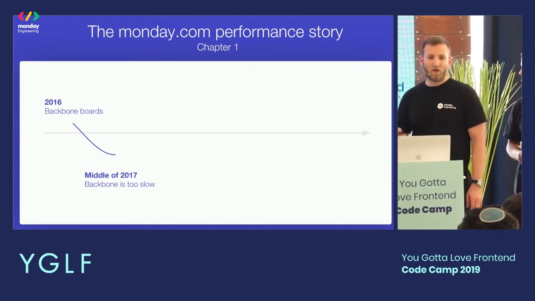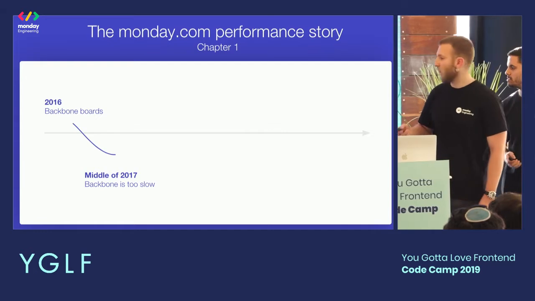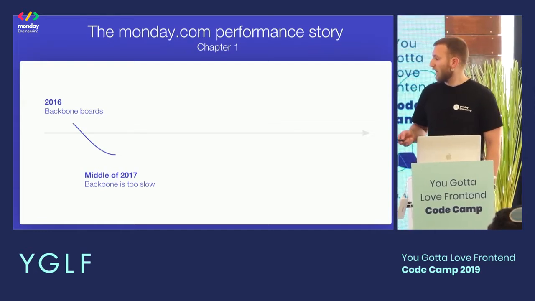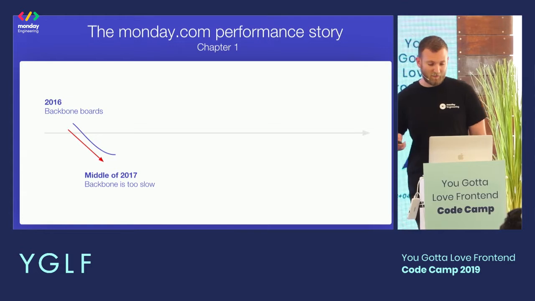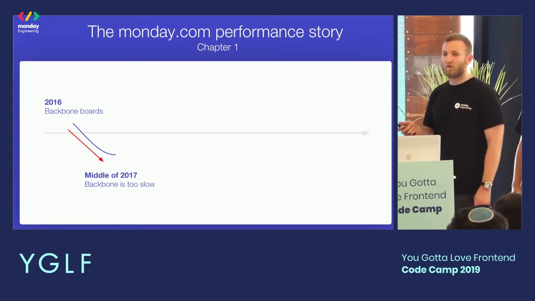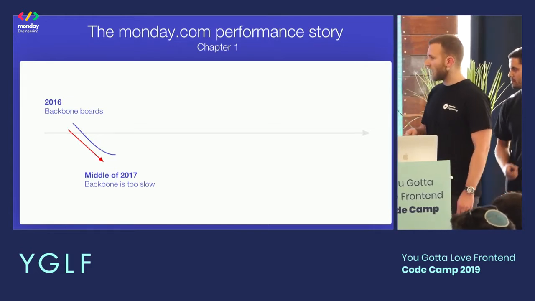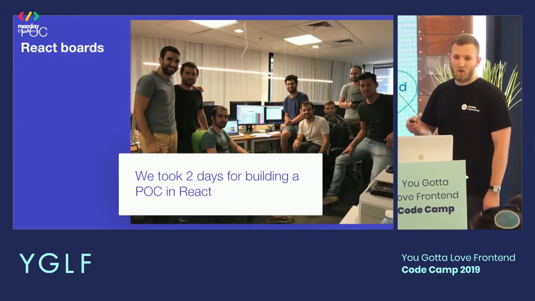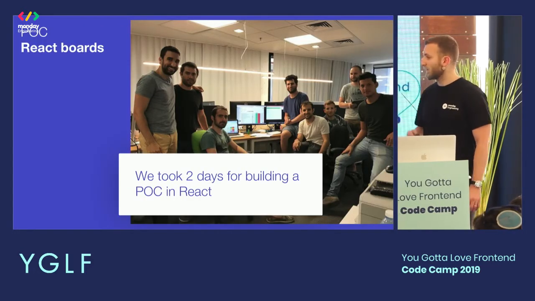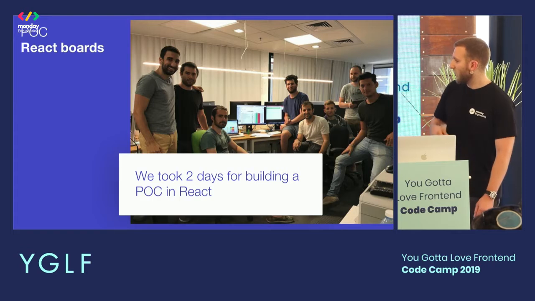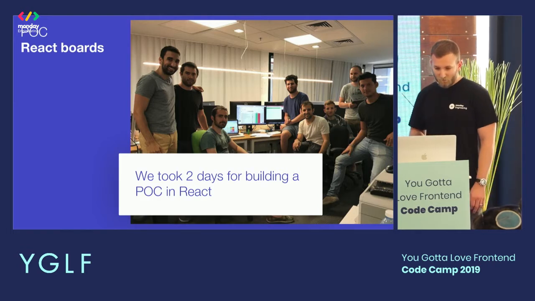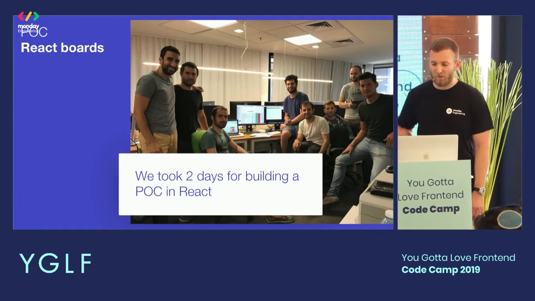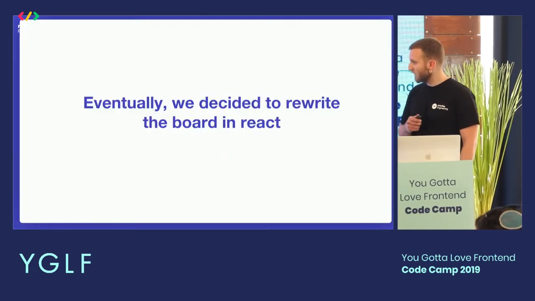But afterwards, we added a lot of new functionality to the DOM and to the boards itself, and we experienced a decline around the middle of 2017. So we understood that we needed to do something in order to improve it. We decided to do a POC in React in order to prove that this was the right direction for us, and we took 2 days to do that. After 2 days, we understood that this was the right direction, and we decided to rewrite the board in React.